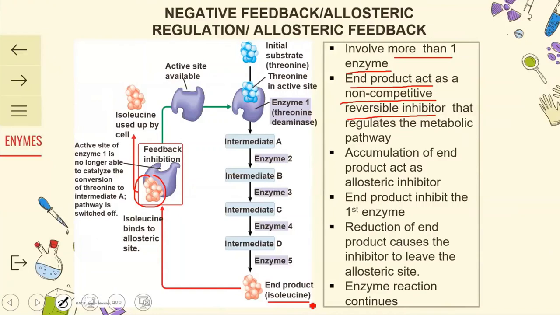If, let's say, the concentration of isoleucine is low inside the body, what will happen? The isoleucine will be released from the allosteric site, and the enzyme threonine deaminase will revert to its original shape so that the substrate threonine can bind to the active site. Then they will undergo a series of reactions and produce the end product isoleucine.